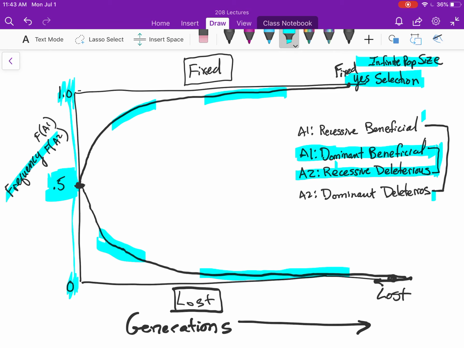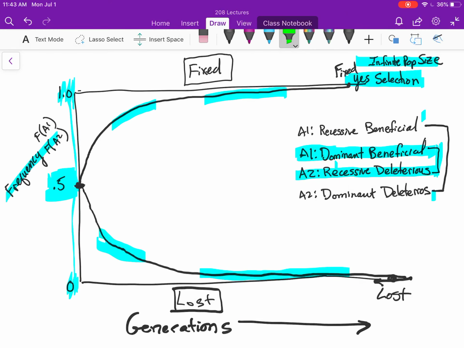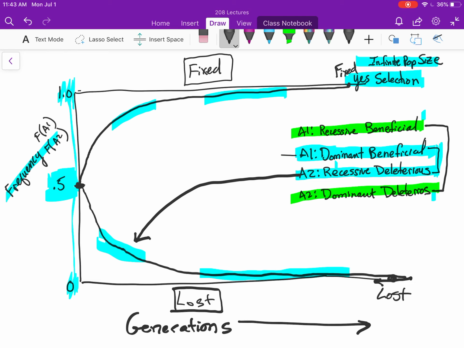Now, what do you need to be able to distinguish in your graphs? Let's take a look at the other options here, and I'm going to put these guys in green. That is the recessive beneficial and the dominant deleterious. Let's do dominant deleterious first because it seems to make more sense. I'm going to draw some lines first so you know what these things are. This is recessive deleterious here, and this is dominant beneficial here. Okay, so make sure you know those are the right two lines. And you always have to label them.